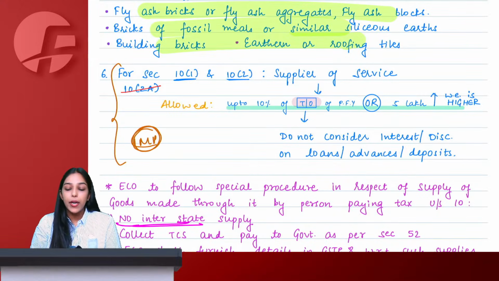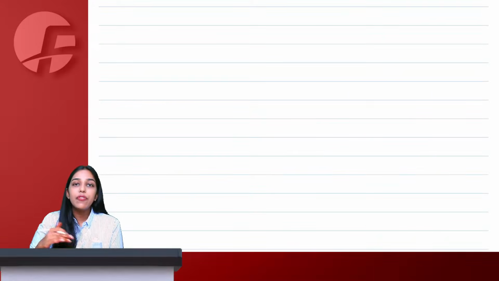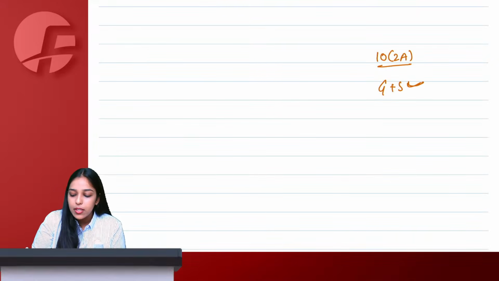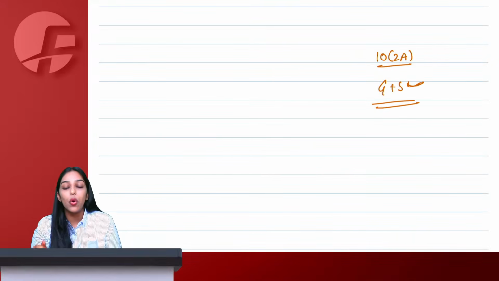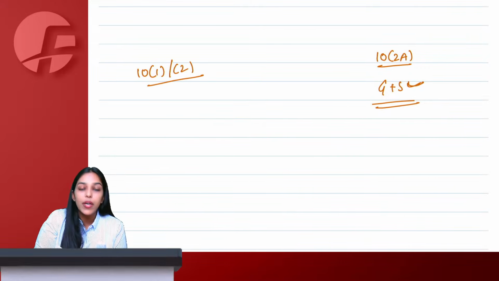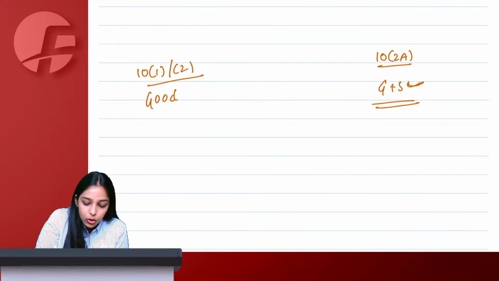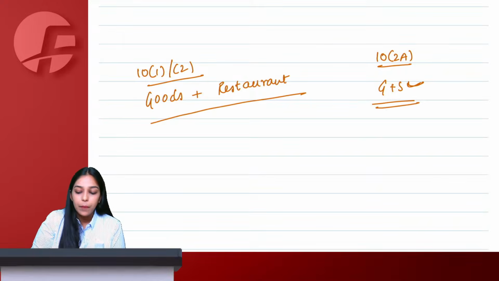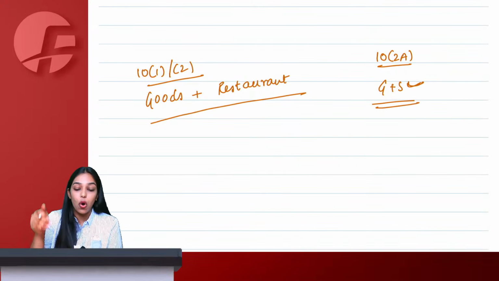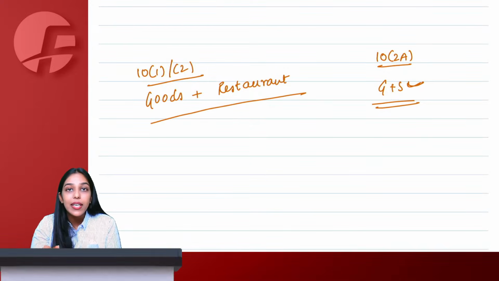What is this particular point saying? Understand here. If I am opting for composition scheme under section 10(2)(a), I can supply goods also, I can supply services also, it is all allowed. But if I have opted for composition scheme under section 10(1), 10(2), then only goods are allowed, and only one particular service, which is restaurant, is allowed. If I want to provide any other services other than restaurant, being a composition person under 10(1), 10(2), I will not be allowed to do so.